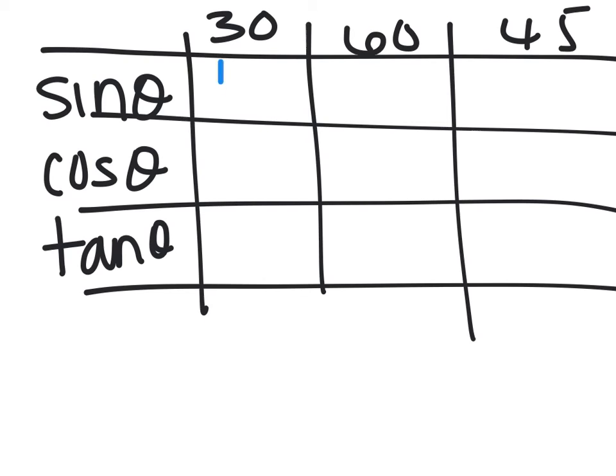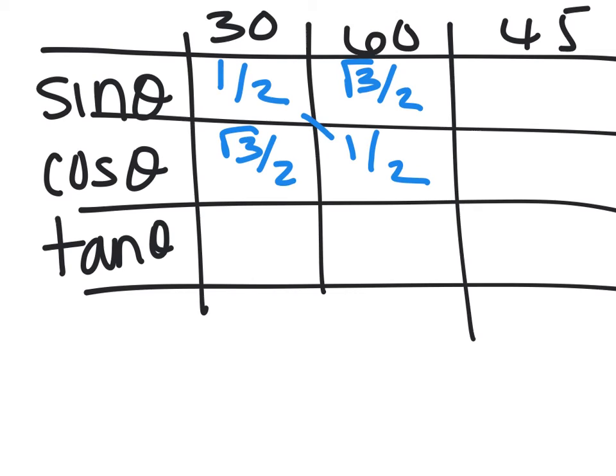The sine of 30 is 1/2, as well as the cosine of 60. So we always said they're across from each other if you write the table this way. The sine of 60 is radical 3 over 2, and so is the cosine of 30. Again, they're across from each other. The 45s of sine and cosine are the same. That's your radical 2 over 2.